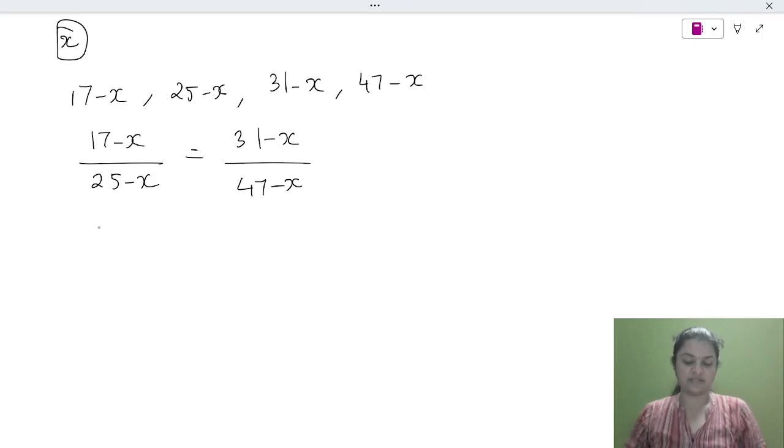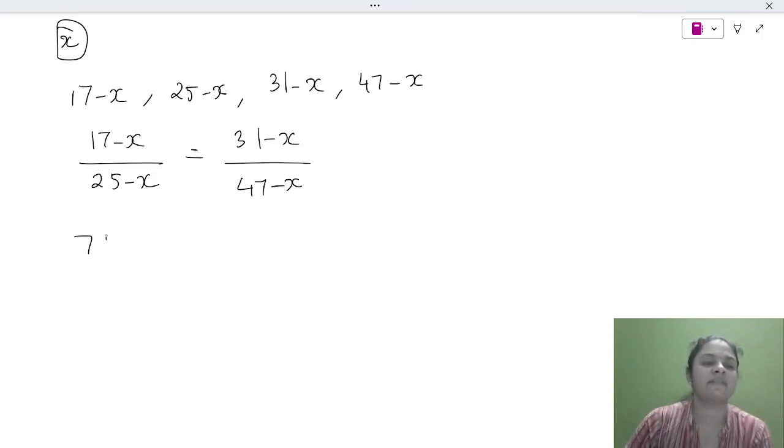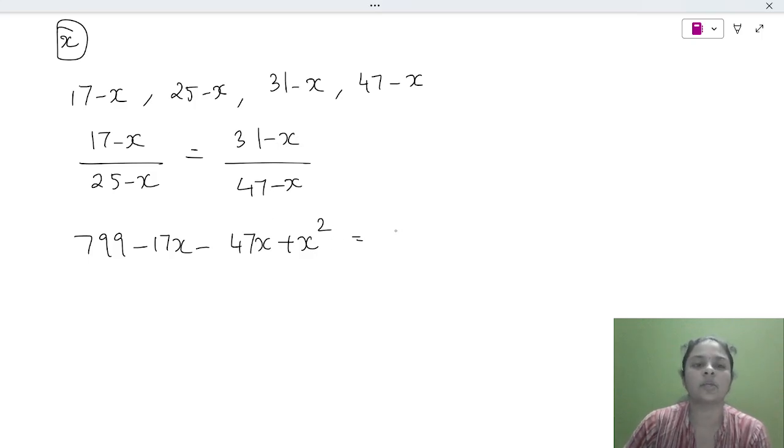17 into 47. 799 minus 17x minus 47x, minus of minus becomes plus x square. Do not bother about this square. You will eventually be cancelling the values.